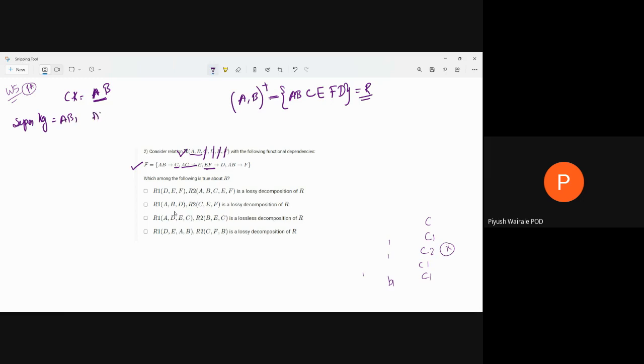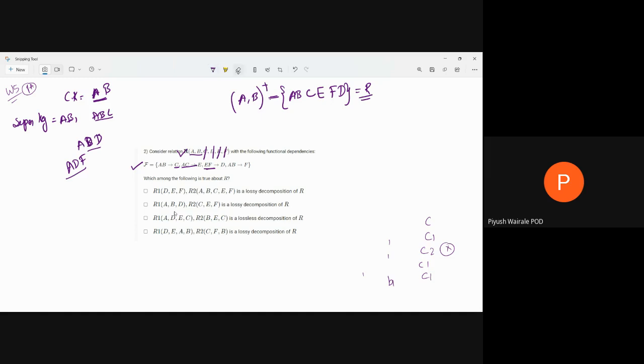But if I say ABC, ABD, ABF, these are all super keys, not candidate keys. Only AB is both a candidate key and a super key, right? ABC, ABD, ABF, any combination of the candidate key with any attribute will be a super key. That's the thing. Now this is about the candidate key and super key.